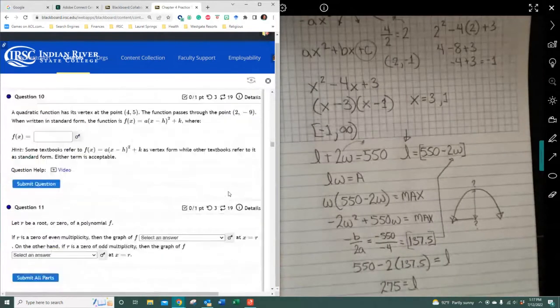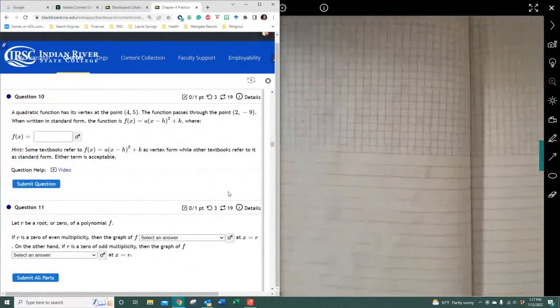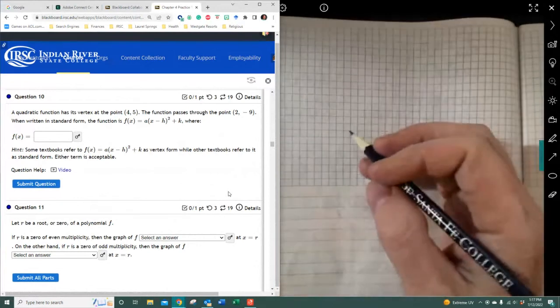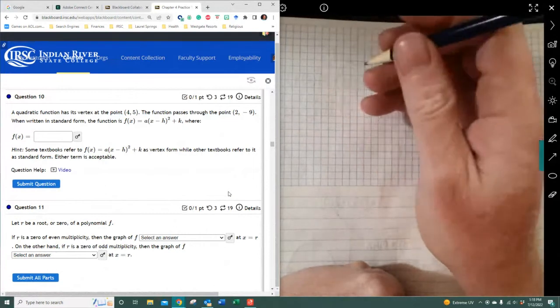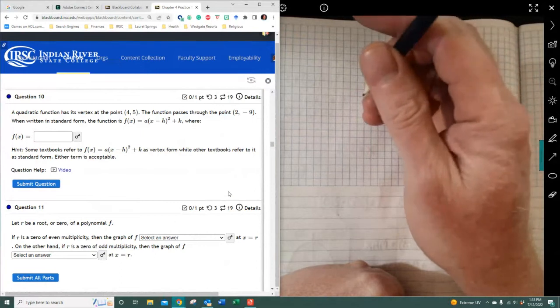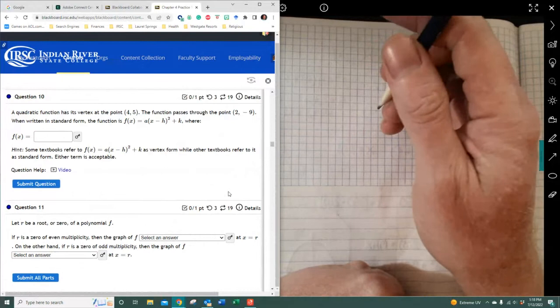All right, now let's take a look at number 10. Now it says a quadratic function has a vertex at such point. The function passes through such point, and when written in standard form, such. Now we want to go ahead and write it into the system. It's passing through the point 2, -9, and has a vertex point of 4, 5.